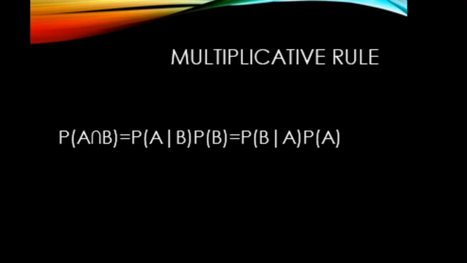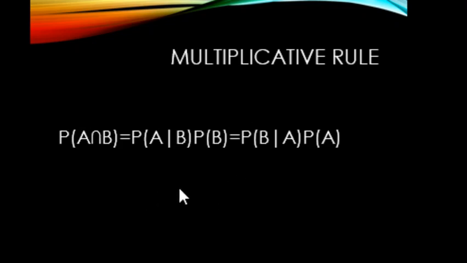One of the rules that was defined earlier is the multiplicative rule. In this rule, we can figure out the probability of A intersection B by using conditional probability. We had this relation: probability of A given B times probability of B gives us the probability of A intersection B. Also, the probability of B given A times probability of A gives us the probability of A intersection B.